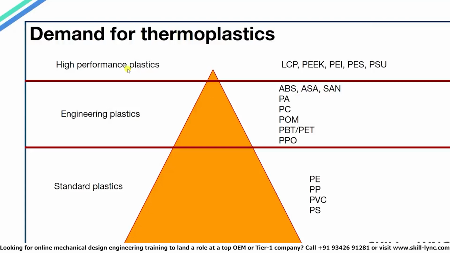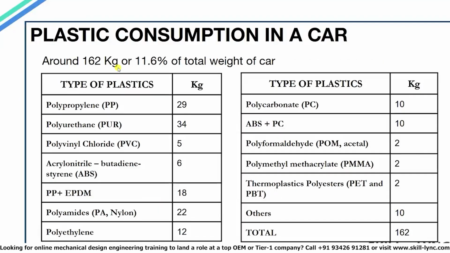High performance plastics are used in applications requiring very high temperature stabilities and high strength. I had previously mentioned that the weight of plastic in a car makes about 10 to 15% of its total weight. This table here shows the weight distribution of various types of plastics being used in the manufacturing of cars. You guys can take a look at the table, it's pretty self-explanatory.